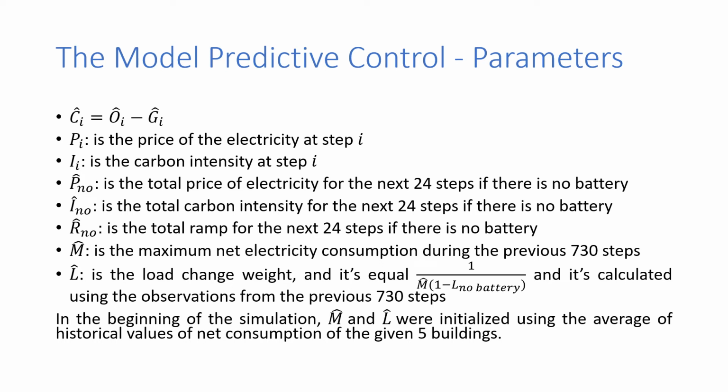In the beginning of the simulation, M hat and L hat were initialized using the average of the historical values of the net consumption of the given 5 buildings.